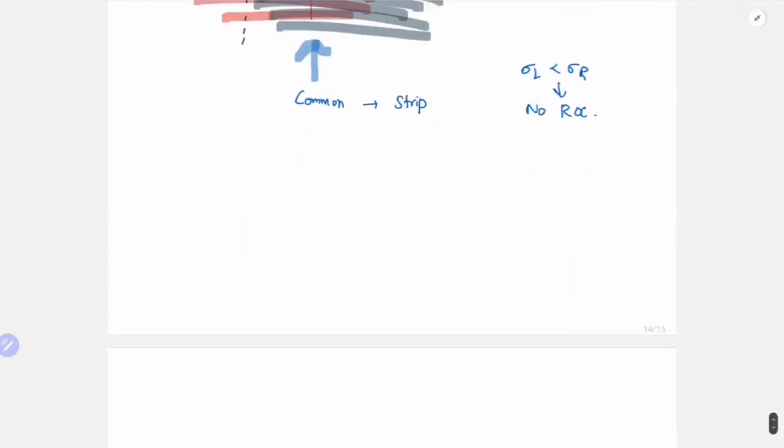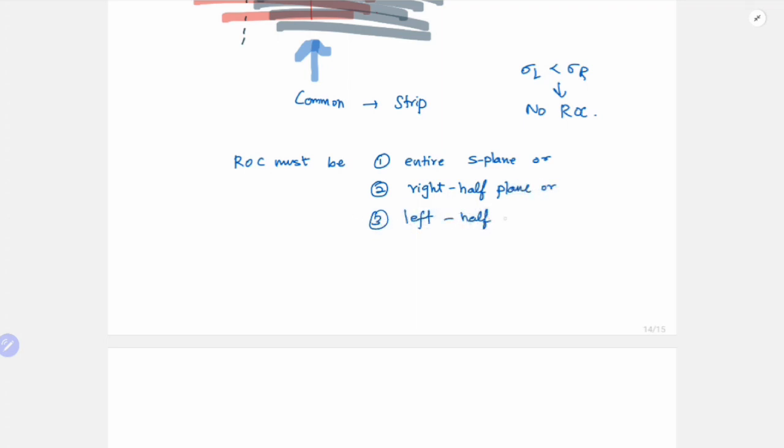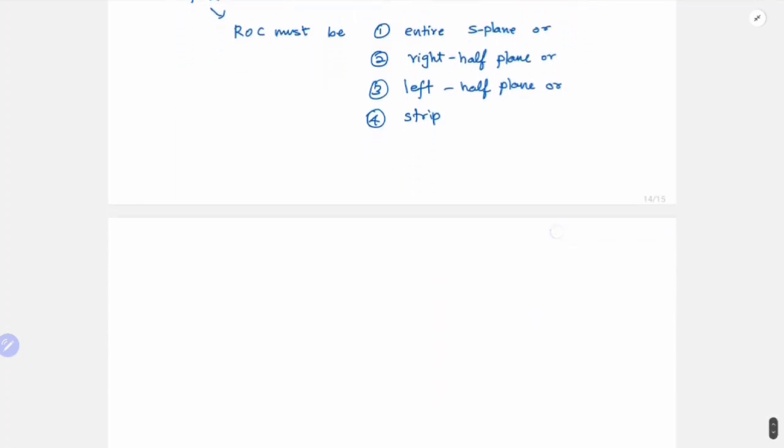So what can we conclude from this? The ROC must be either the entire S-plane, or the right half plane, or the left half plane, or a strip. This is if the Laplace transform exists. Of course, if it does not exist, then it will not have any region of convergence.